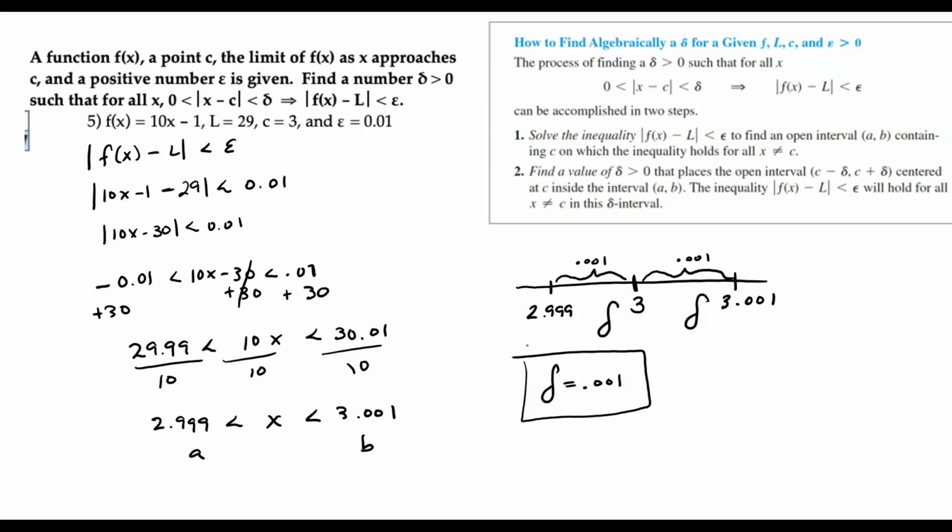So just a little note here, an example of how you can algebraically find delta.